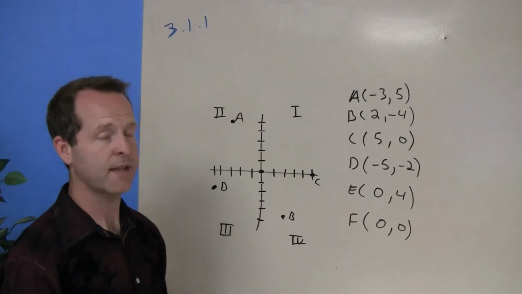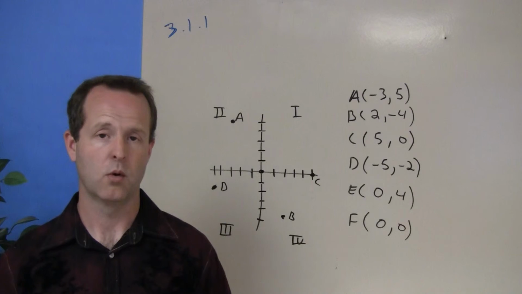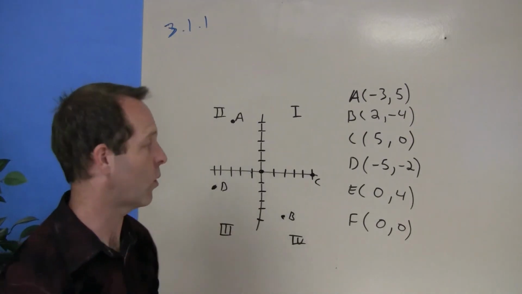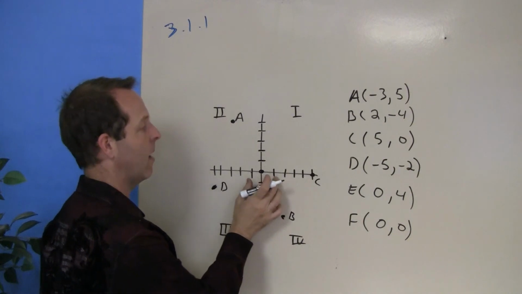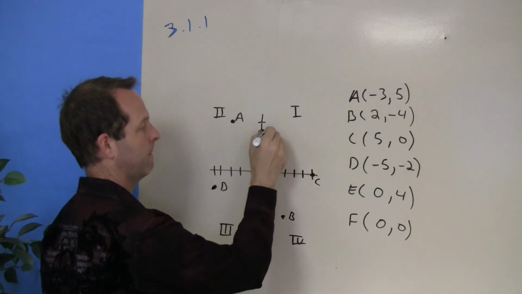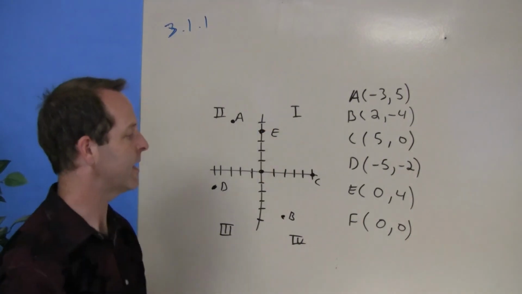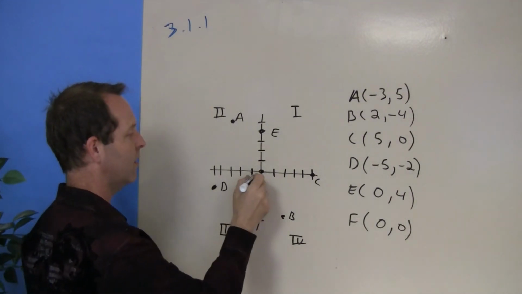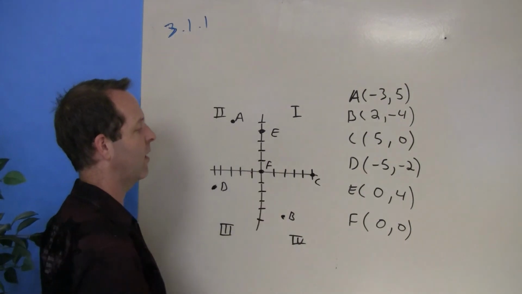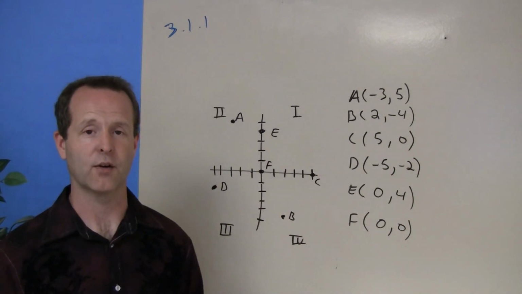Item E is at the point 0 and 4. Well, the first one tells me how far left or right on the x-axis I go. 0, I don't go anywhere, but I go up 4. And lastly, point F is at the point 0, 0. Over 0, up 0, I'm right there on the origin of this rectangular coordinate system.